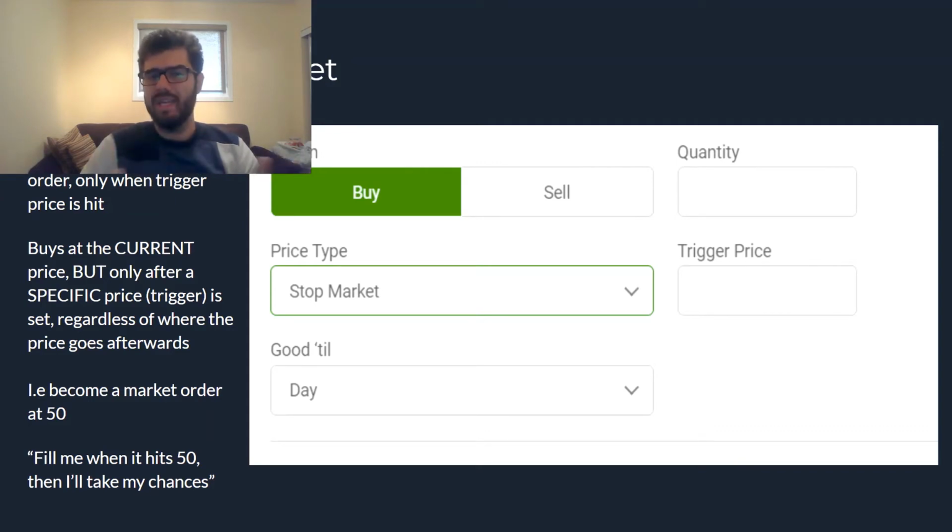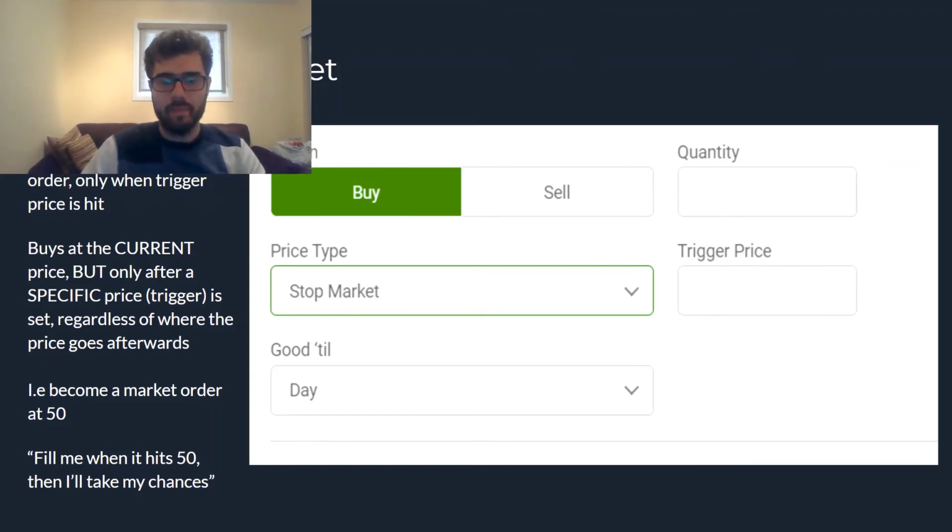So what does that actually mean, and how is that different from the limit? Because Mike, you just told me that if I set a limit, it's going to fill me at that price. There's a big difference. Let's say that same stock that's at $53 goes all the way to 50, and you put your trigger price at 50. What happens now is it becomes a market order. So what is a market order? A market order is when it fills you at the best available price. So if you trigger this at $50, no matter where the price goes afterwards, it's going to be filling you.